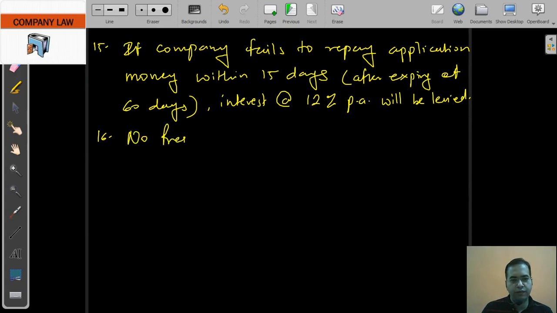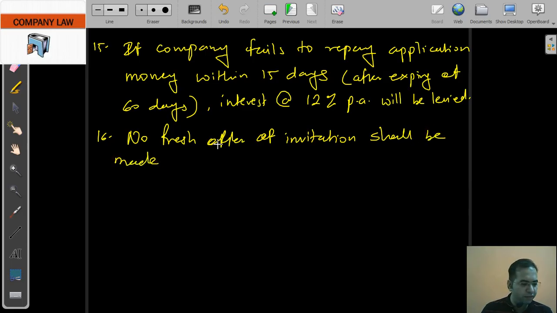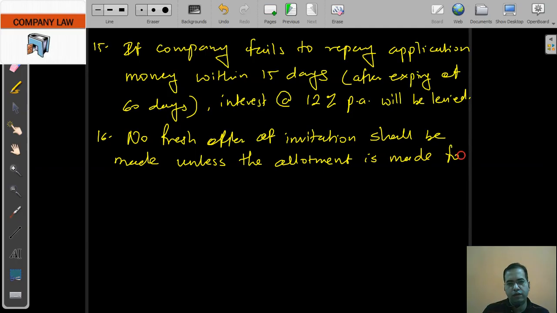No fresh allotment, or you can say no fresh offer or invitation shall be made unless the allotment is made for earlier offers. So the company has been debarred from coming up with a new fresh invitation under this private placement offer if the earlier allotment has not been completed.